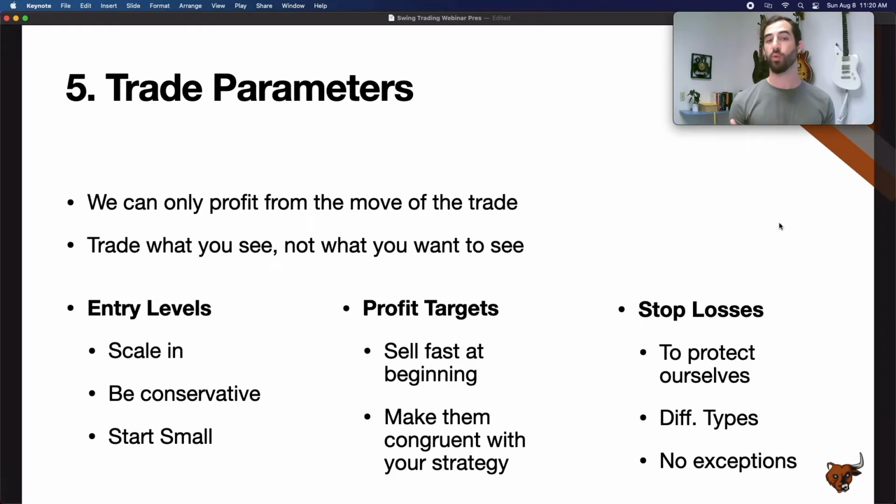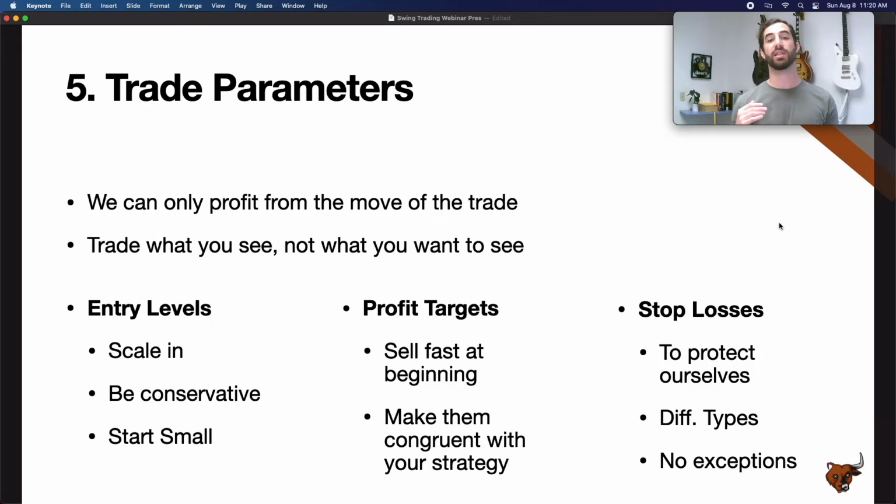If you go out too big out of the gate, a 1% swing could send you into an emotional frenzy that is going to send you to start making emotional decisions that probably will not end up well, and that goes against everything that we've been talking about, being systematic and being diligent. All right, so on profit targets, you want to sell fast at the beginning.